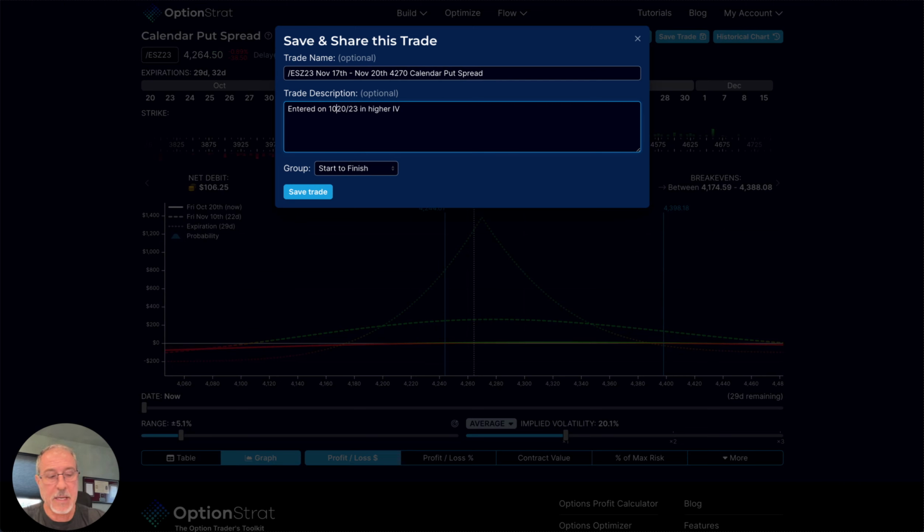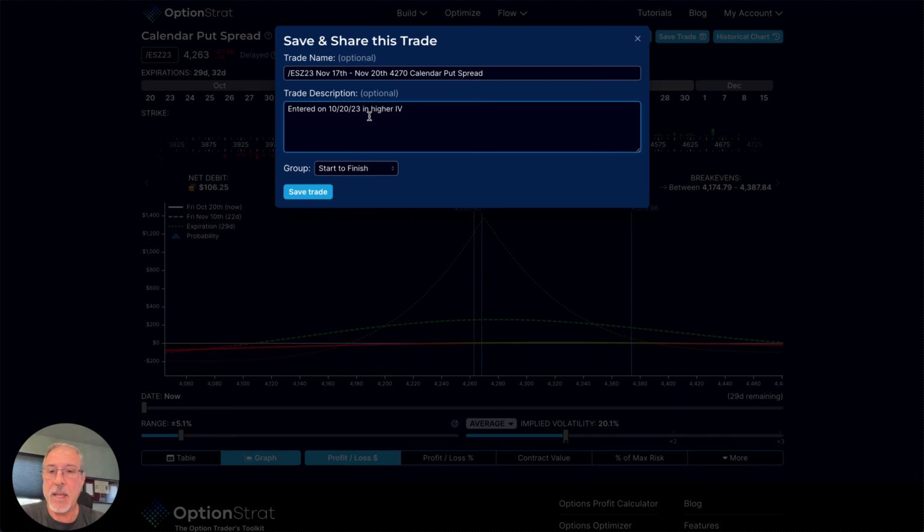Now, ideally, I don't want to carry these things too close to expiration. I would love to get out of this well before expiration. So this is about 30 days out. I'm going to look to hopefully exit this in about 2 weeks maybe. But I've also done this very small.